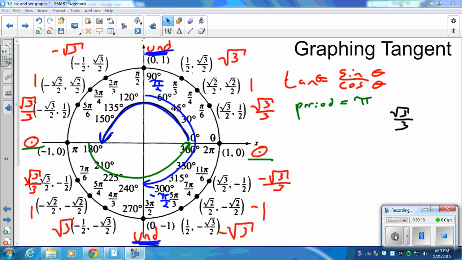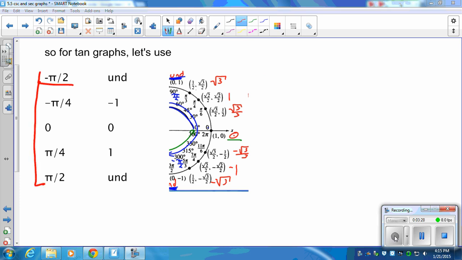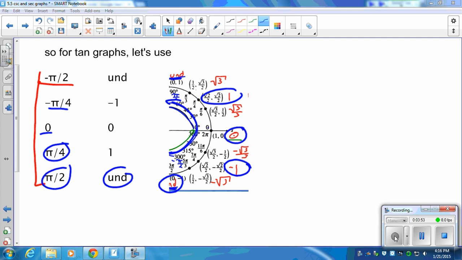All right, so let's look at what this is going to look like. On our graphing cheat sheet, we are actually going to start at negative pi over 2 and go to pi. So when we're graphing, we're going this direction, keeping it in a counterclockwise fashion. Notice at negative pi over 2, we were undefined. At negative pi over 4, we're negative 1. At 0, we're at 0. At pi over 4, we are going to be 1. And at pi over 2, again, we're undefined. So you can see we're graphing from one asymptote to another asymptote, and then it's a periodic function after that.